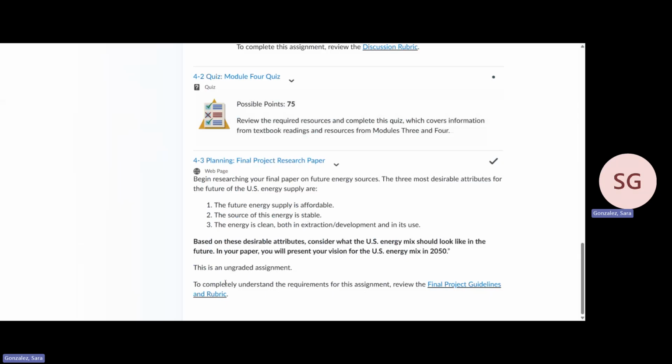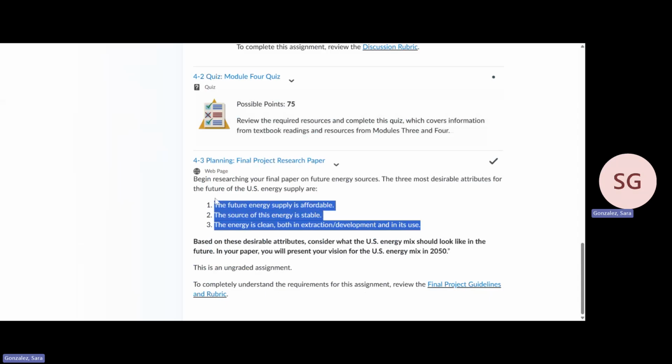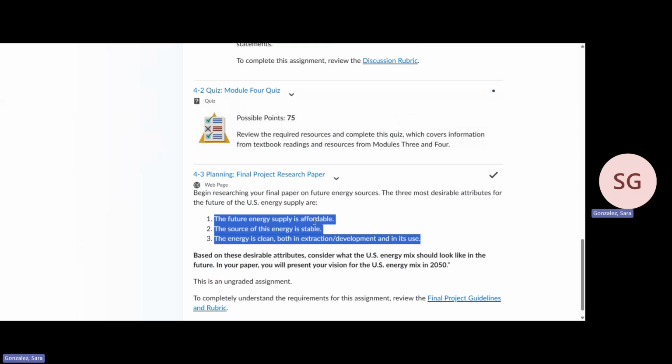This is an ungraded assignment. It's just a little reminder for your final project, or your final research paper. Begin research, making sure that you address these attributes for the U.S. energy supply. And here are the final project guidelines and rubric to go by.